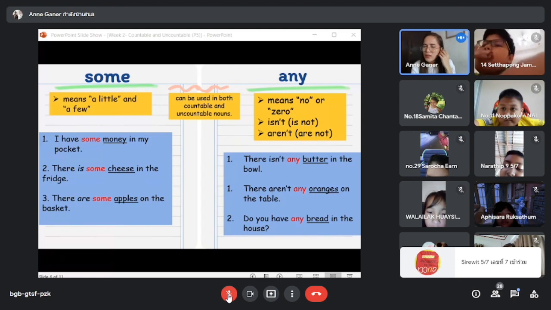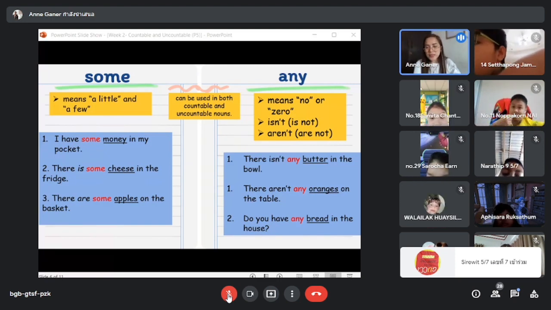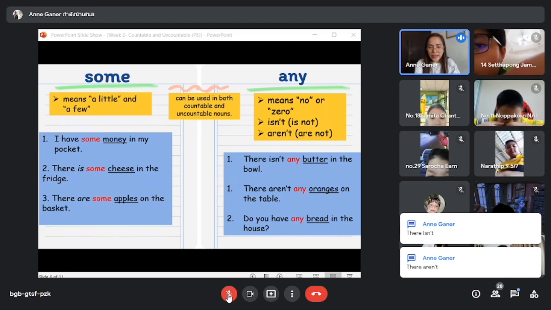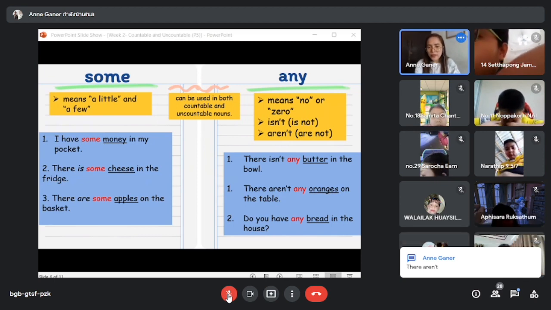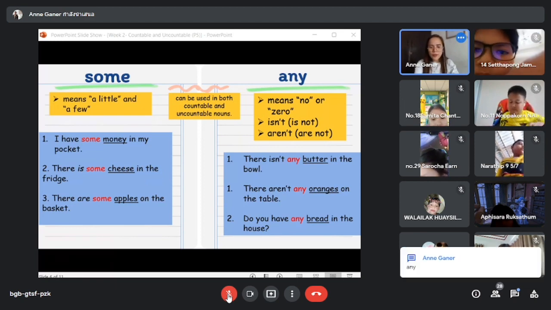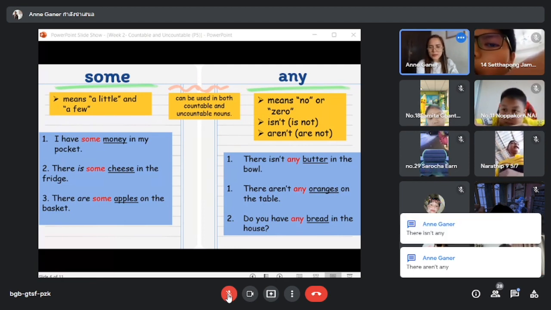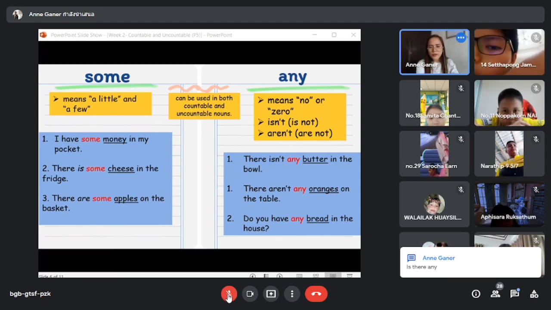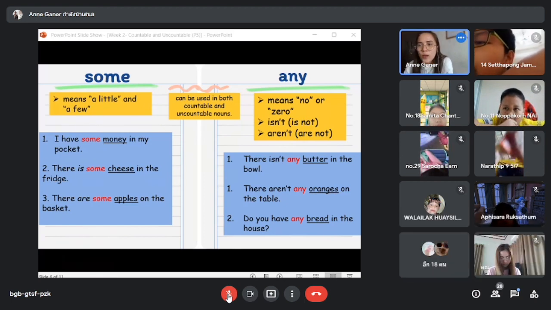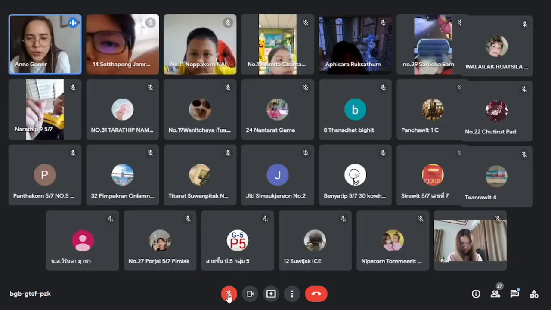Now, if you will use any, you will use it if the sentence starts with this one, remember: there isn't, there aren't, and for the question, is there and are there. What are you going to use, some or any? Okay, so it will become there isn't any, there aren't any, is there any, are there any. Okay, that's your pattern.